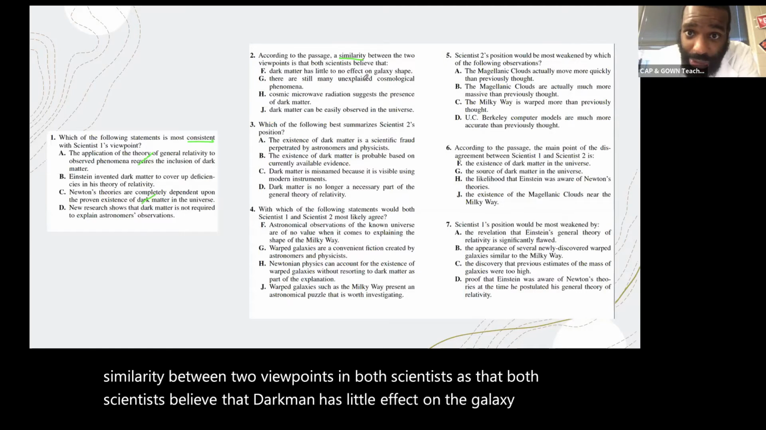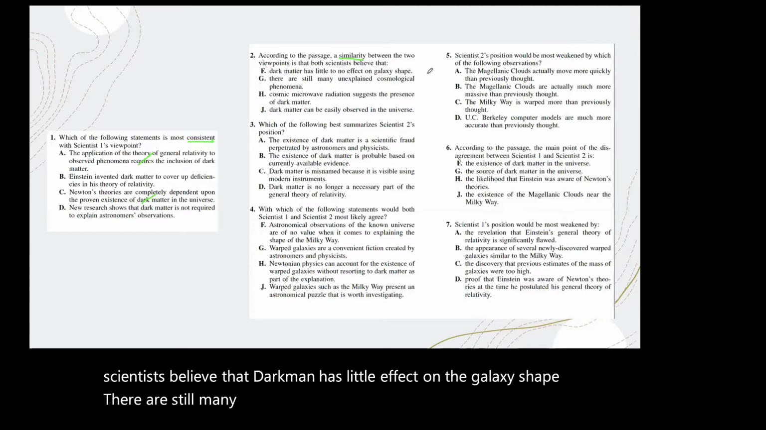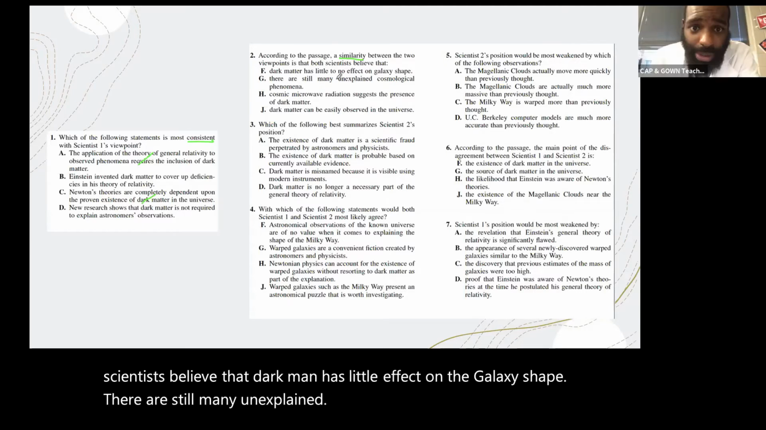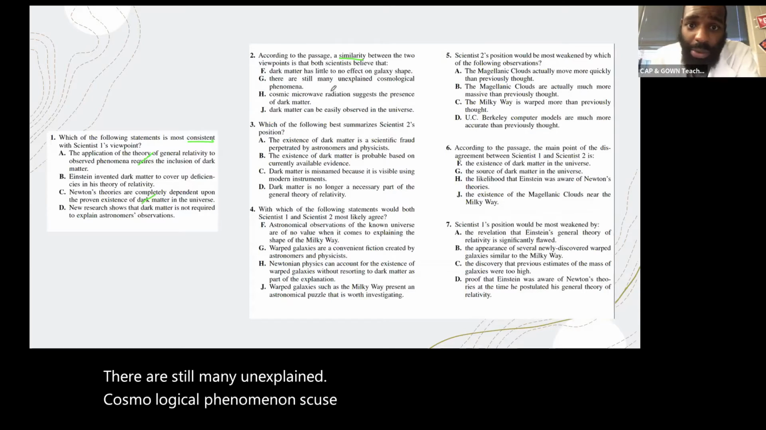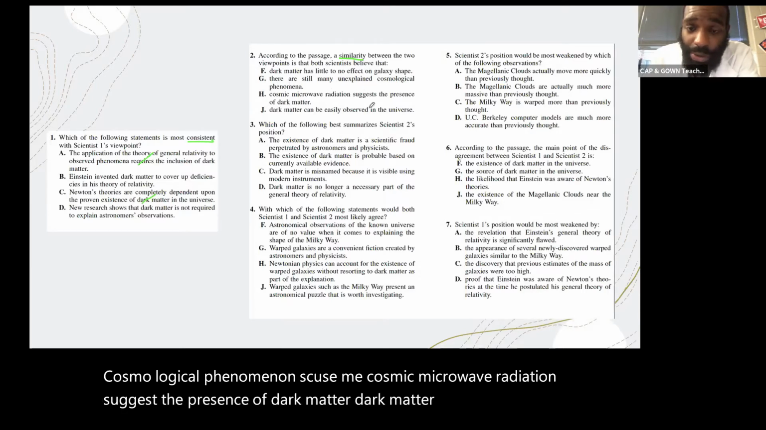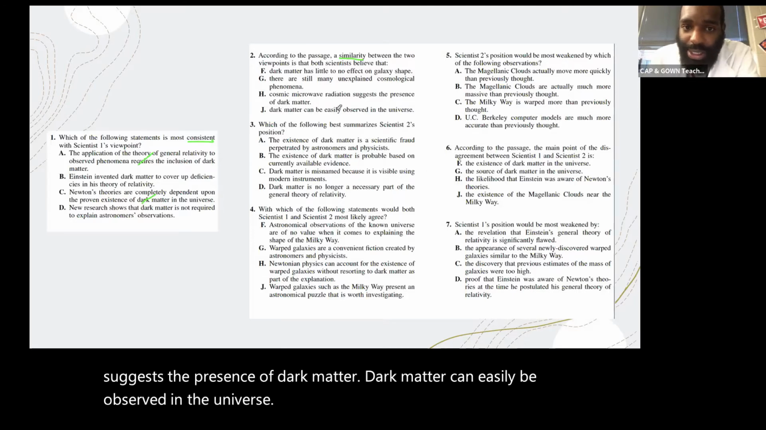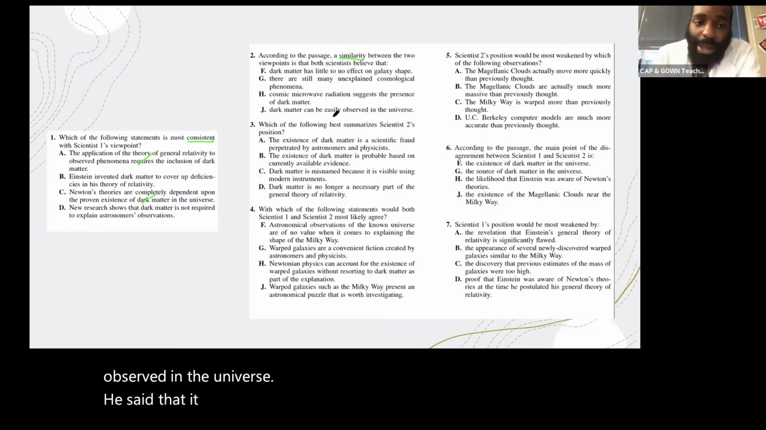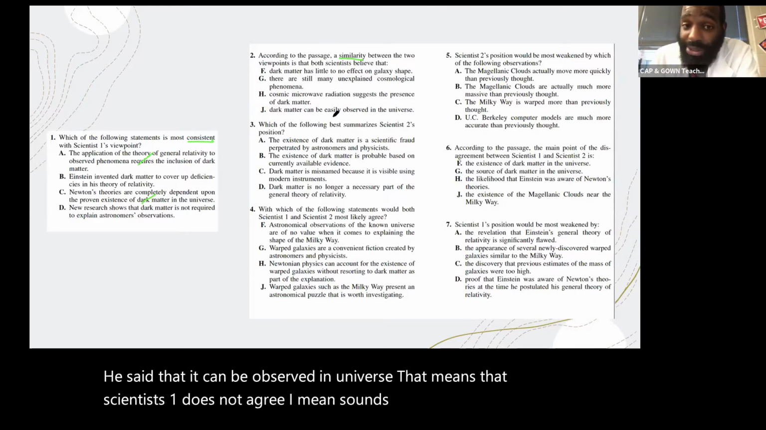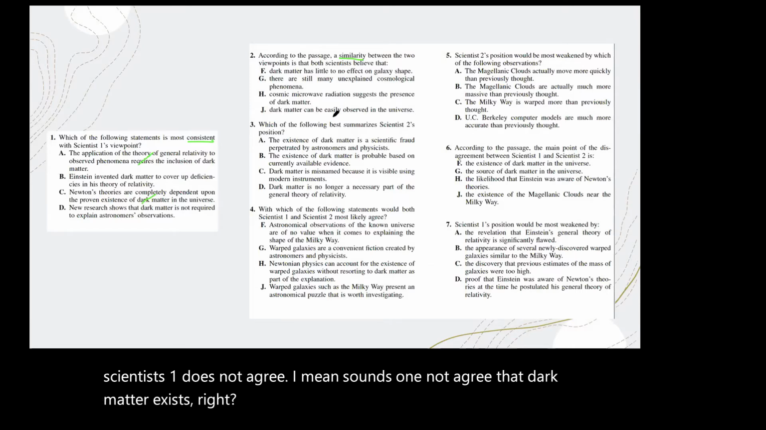There are still many unexplained cosmological phenomena. Cosmic microwave radiation suggests the presence of dark matter. Dark matter can easily be observed in the universe. Well, similarities. It's saying that it can be observed in the universe. That means that scientist one now agrees that dark matter exists, right? Right. So that automatically goes away, correct?